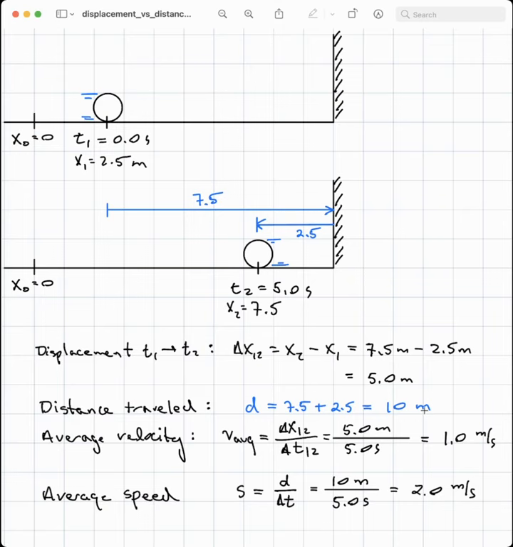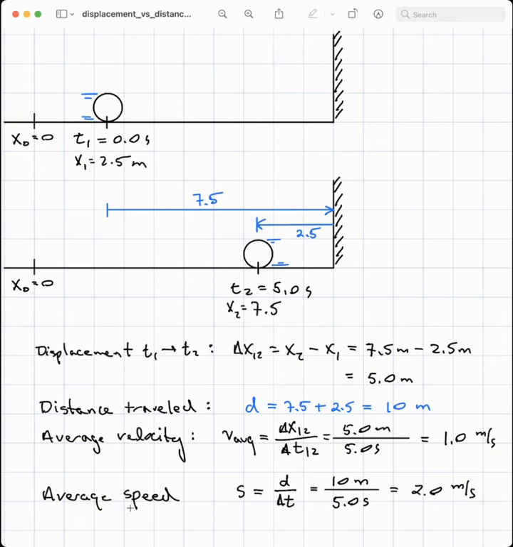Okay, so next, let's calculate the average velocity. Well, average velocity, v average, is defined to be the displacement divided by the time, but we're only in one dimension, so we don't have a vector displacement here. We just have a coordinate displacement. So anyway, delta x12 is defined to be x2 minus x1, which we found was 5 meters, and delta t12 is 5 seconds, and so the average velocity of this ball is 1 meter per second.